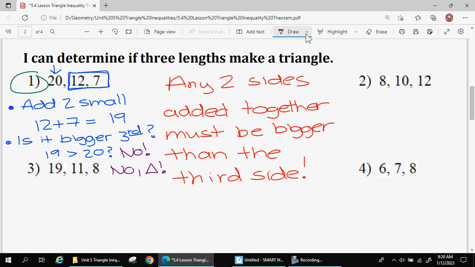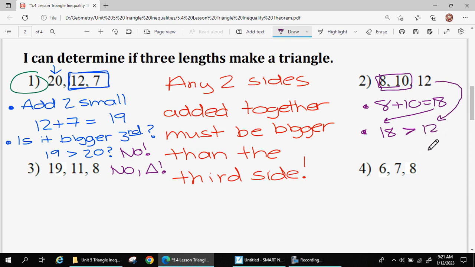So I would just go grab the two smaller sides in any of these, and I will add them together. That's the first step. And then my second step would be to say, hey, is that 18 bigger? That's the greater than sign. Then 12, my remaining side. And so in this case, 18 is bigger than 12, so yes, we have a triangle. So we can make a triangle with sides that are 8 inches, 10 inches, and 12 inches long.